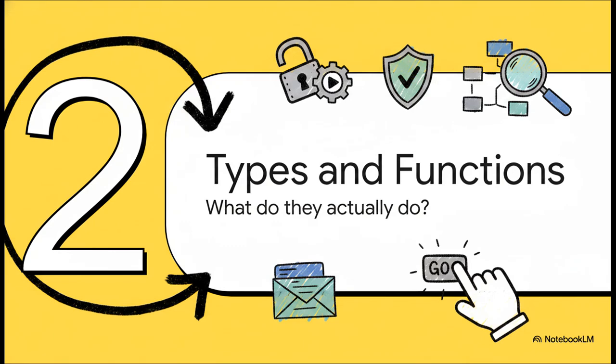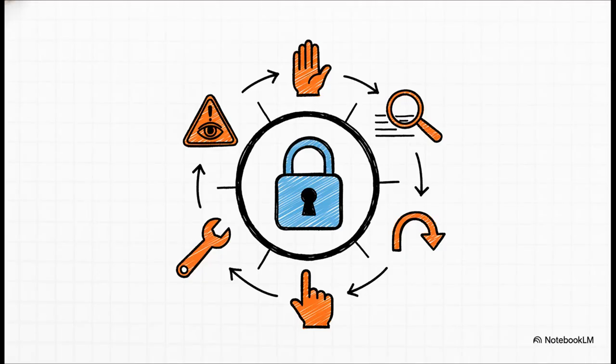Moving right along to Section 2, Control Types and Functions. What do these controls actually do? So if categories tell us what a control is, control types tell us what action it actually takes. Think of this as your action list.